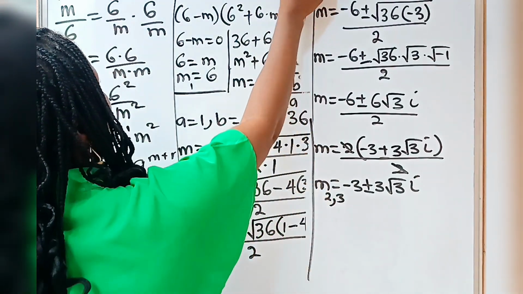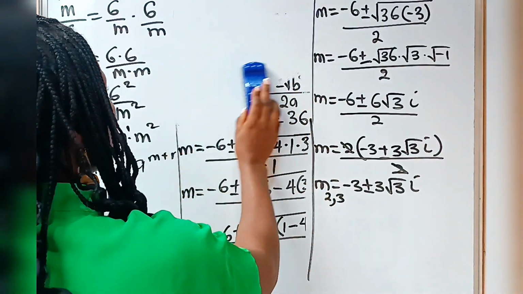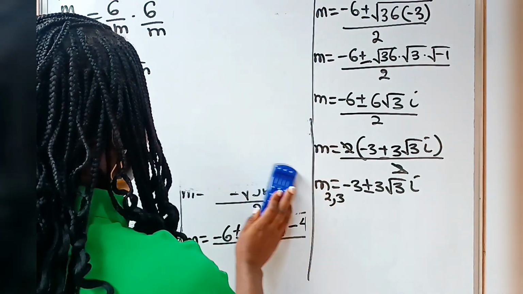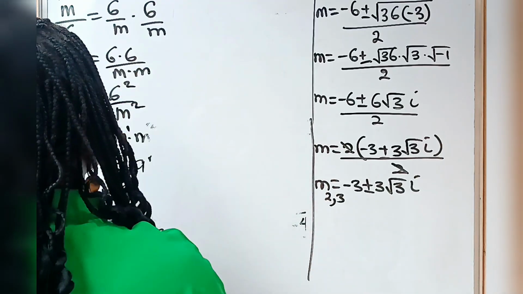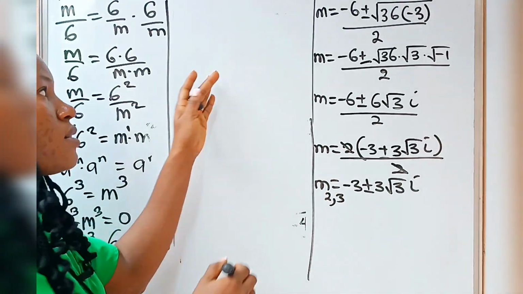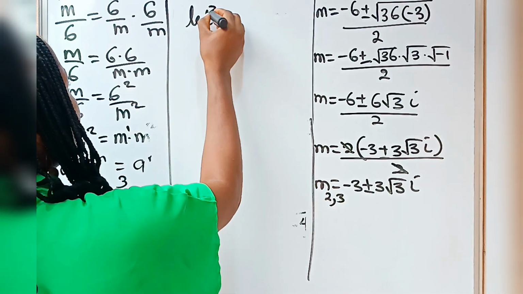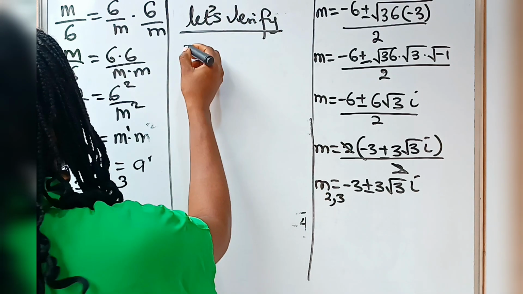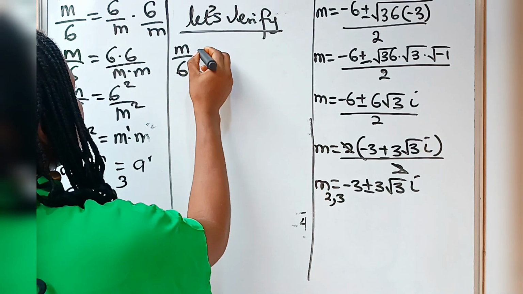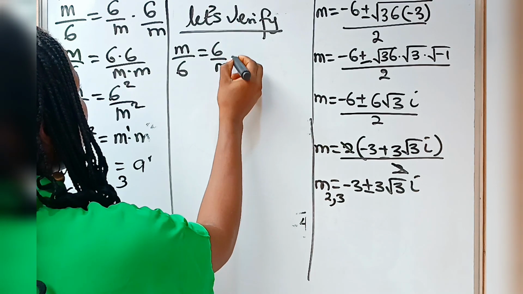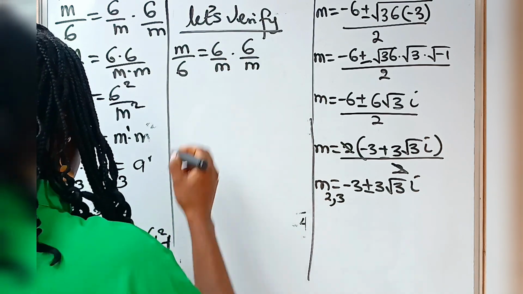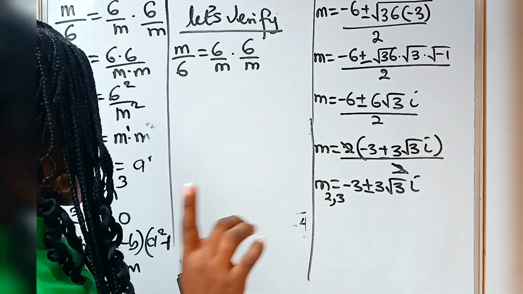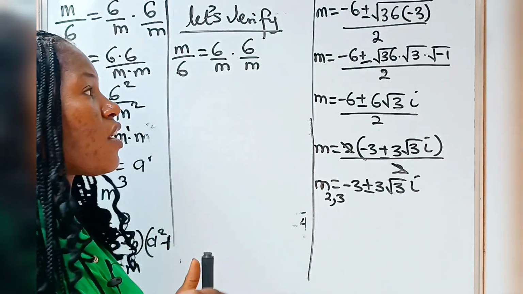Now let's verify what we just solved. Let's use this side to verify. The verification is actually very short. Okay, so I'm going to use this side. So let's verify. If we verify, we have m over 6 is equal to 6 over m multiplied by 6 over m. And we got the first value of our m as 6. That is the real value we got.